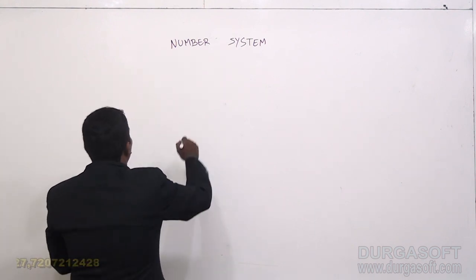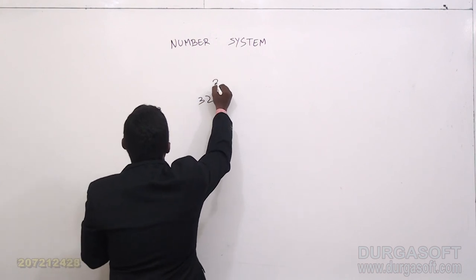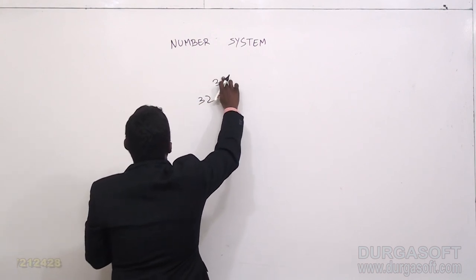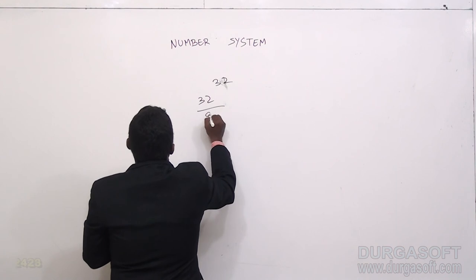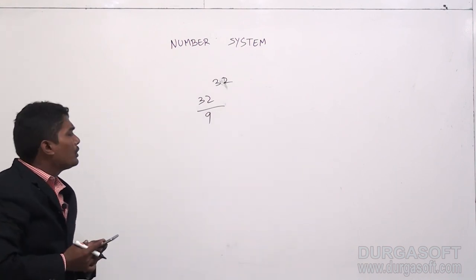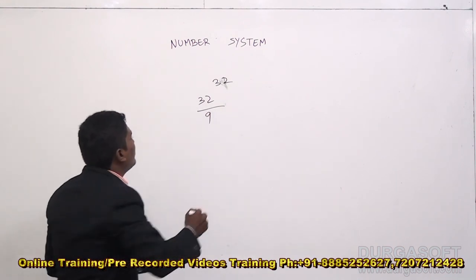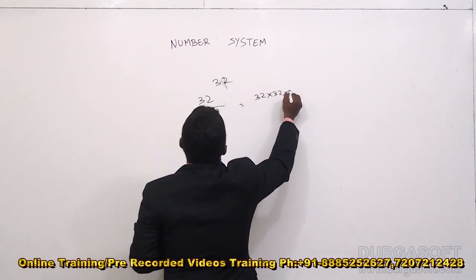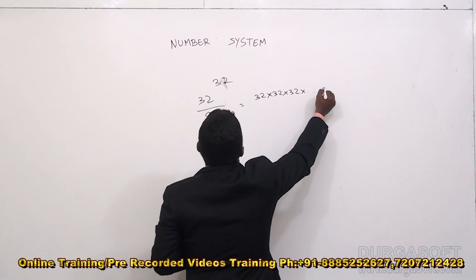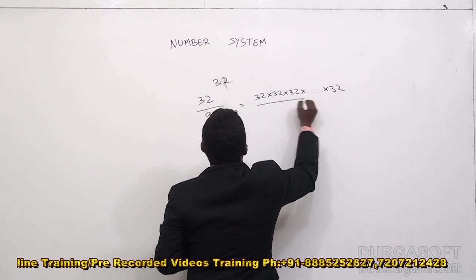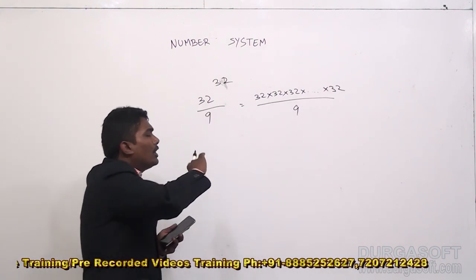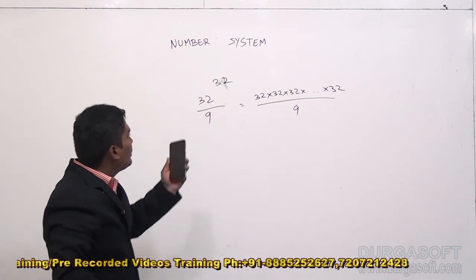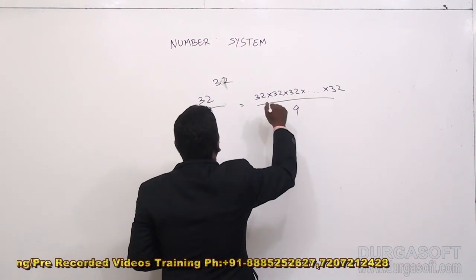Now 32 to the power 32, I can write this as 32 times, divided by 9. Now 32 divided by 9, what is the remainder? 32 divided by 9, I will get the remainder as 5.